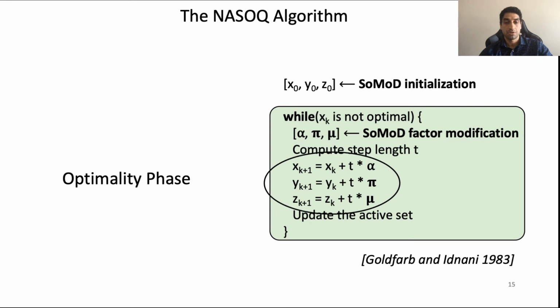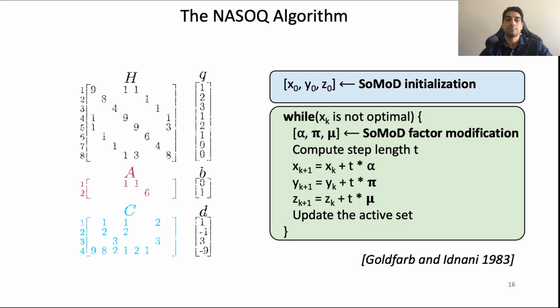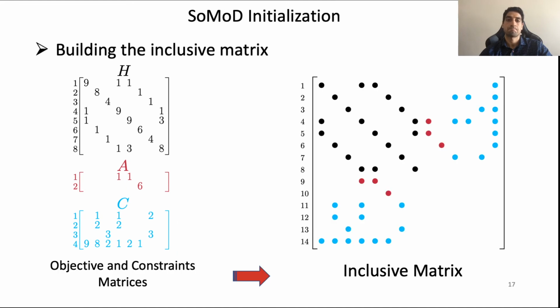In each iteration of the optimality phase, the solution is updated with step direction vectors alpha, pi, and mu, and the scalar step length t. Similarly, the active set is updated in each iteration based on the step information. To explain details of SOMOD, let's solve a QP instance using the NASOQ algorithm. The input matrices and vectors to NASOQ are shown in this slide. Let us start with the initialization phase.